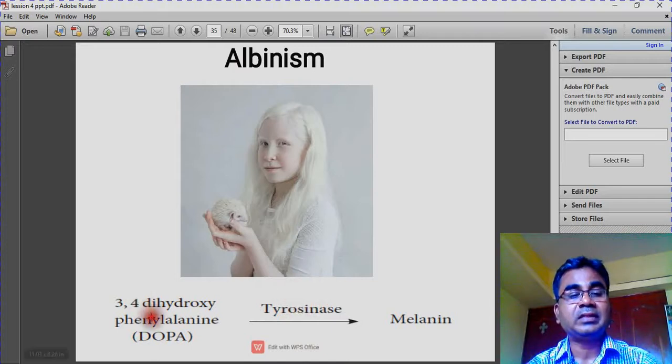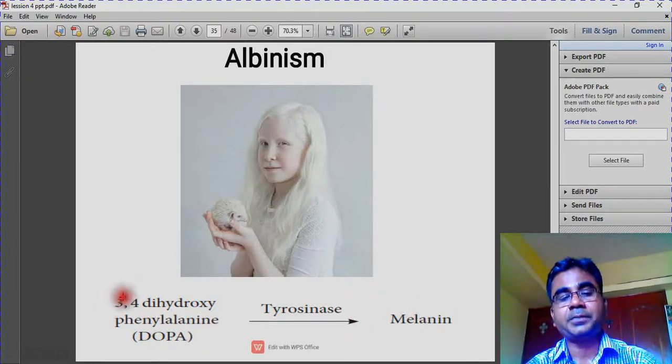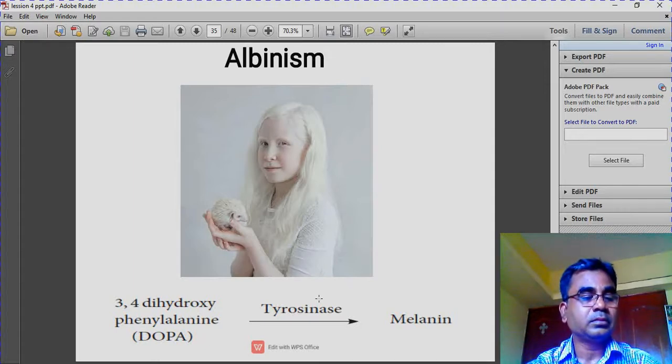As a result, DOPA, that is dihydroxyphenylalanine, in short DOPA, cannot be converted into melanin. Melanin cannot be produced in the absence of tyrosinase enzyme. So there is no melanin. So the persons' hair, skin and iris will be white due to the absence of the pigment melanin.